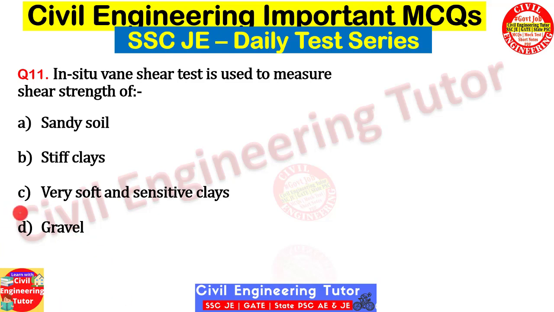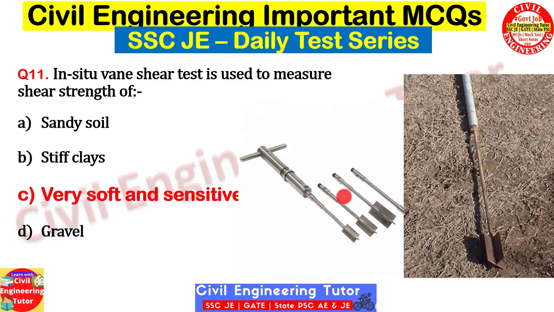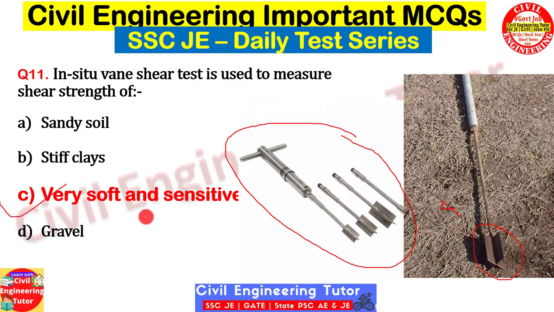I think most of you have got the correct answer for this question. The correct answer is very soft and sensitive clays. This is a typical vane shear test apparatus. You can see these are known as blades or vanes. Generally 4 blades or vanes are there in a vane shear test apparatus. So the correct answer for this question is very soft and sensitive clays.